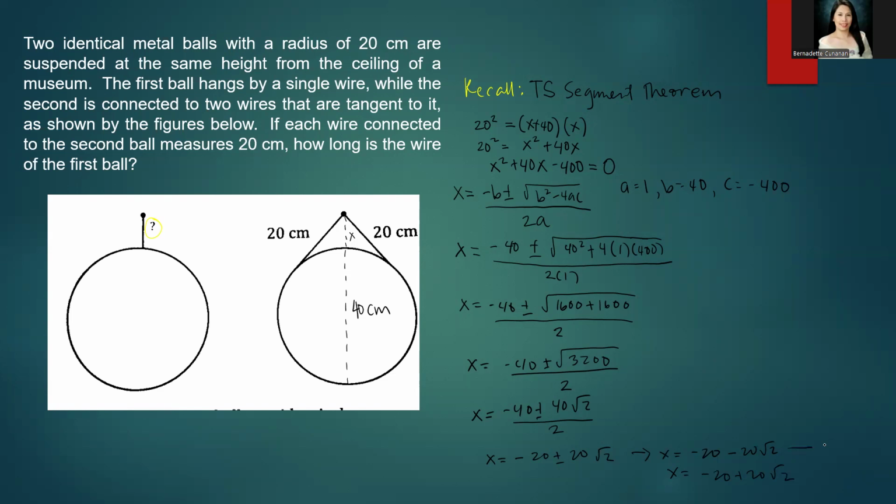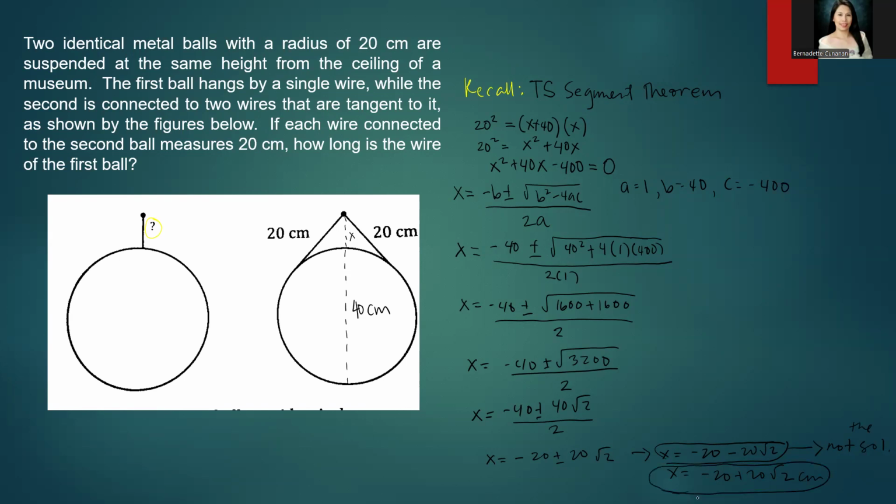So we will not consider this as the solution, since the value here will be less than 0. So this will be the answer. The length of the wire from the first ball equals negative 20 plus 20 square root of 2 centimeters.